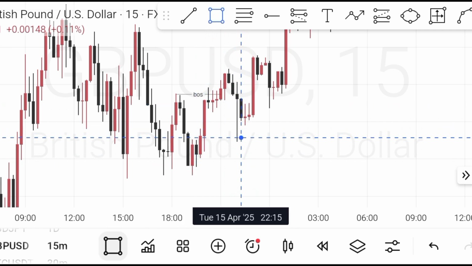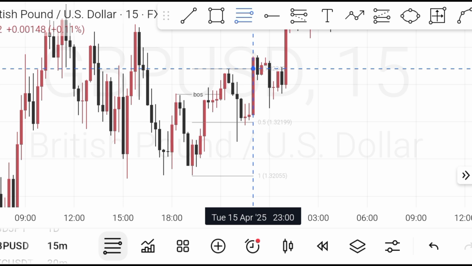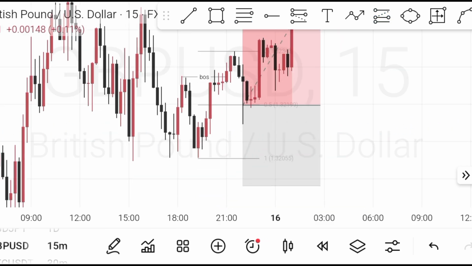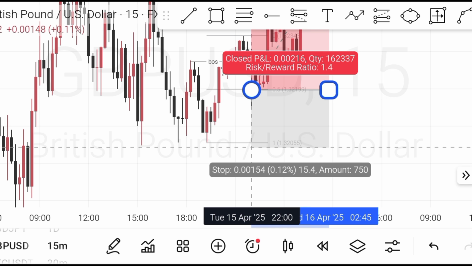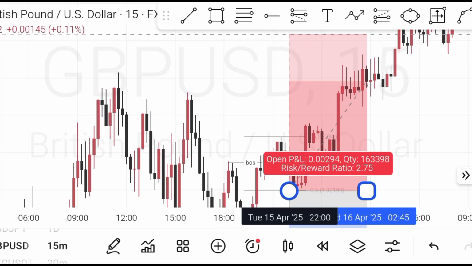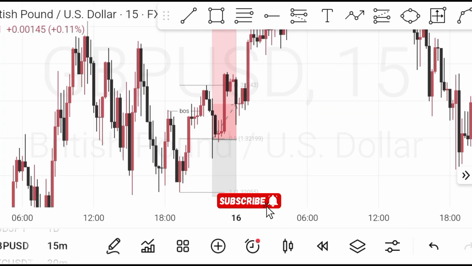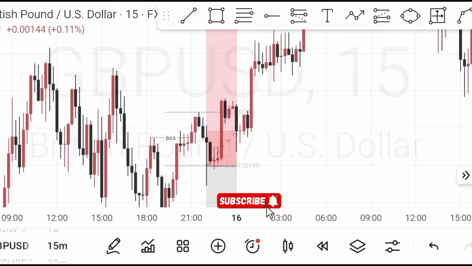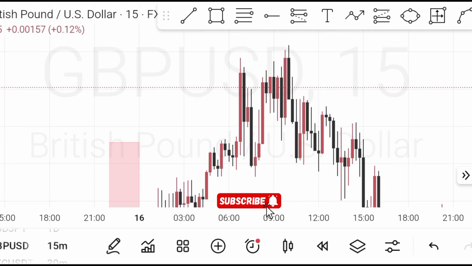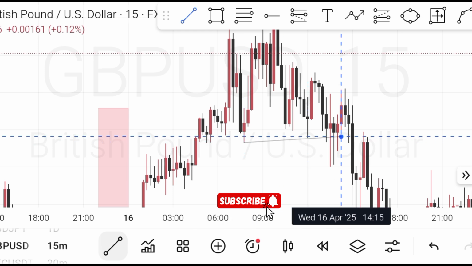What did price do? Price came back to the discount level. You can enter from here, put your SL beneath it, and target 1:3 or 1:2, whichever is fine with you. You can see it, same stuff. Break of structure, enter. Break of structure, enter. So here on this side, we have a change of character.